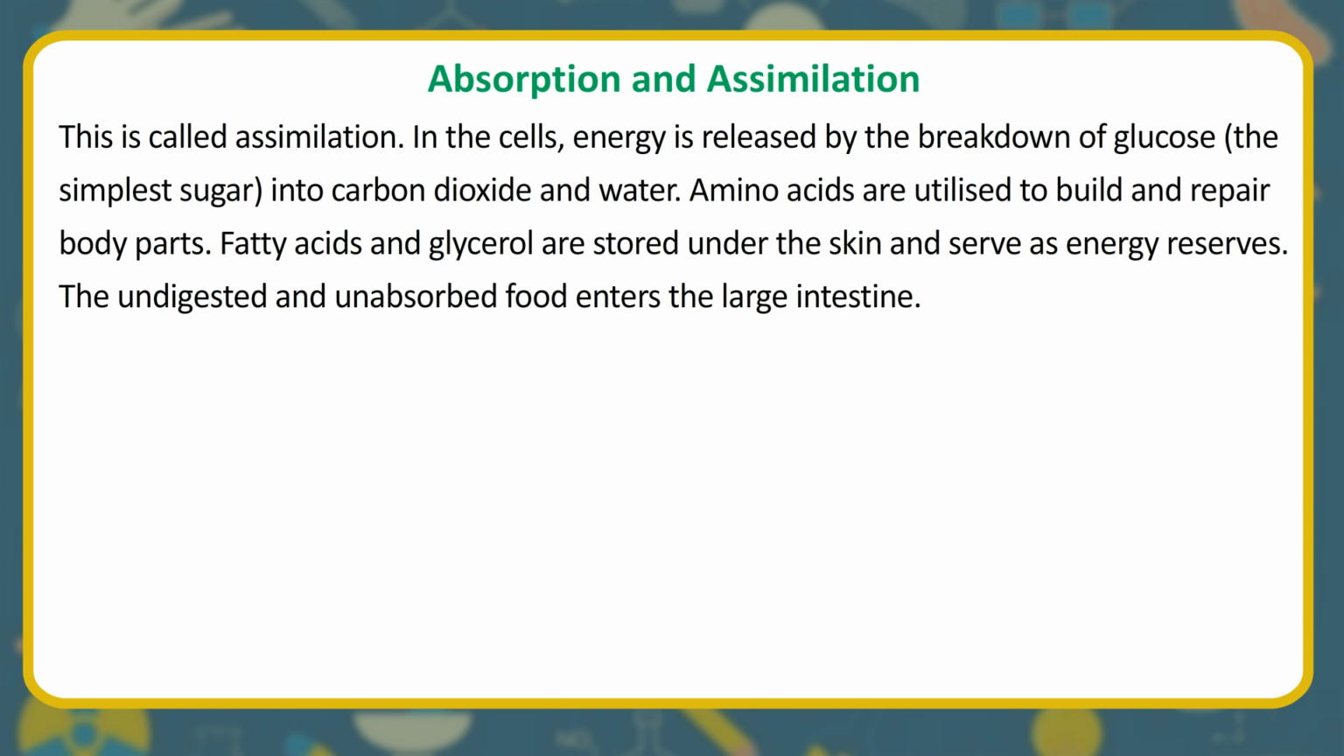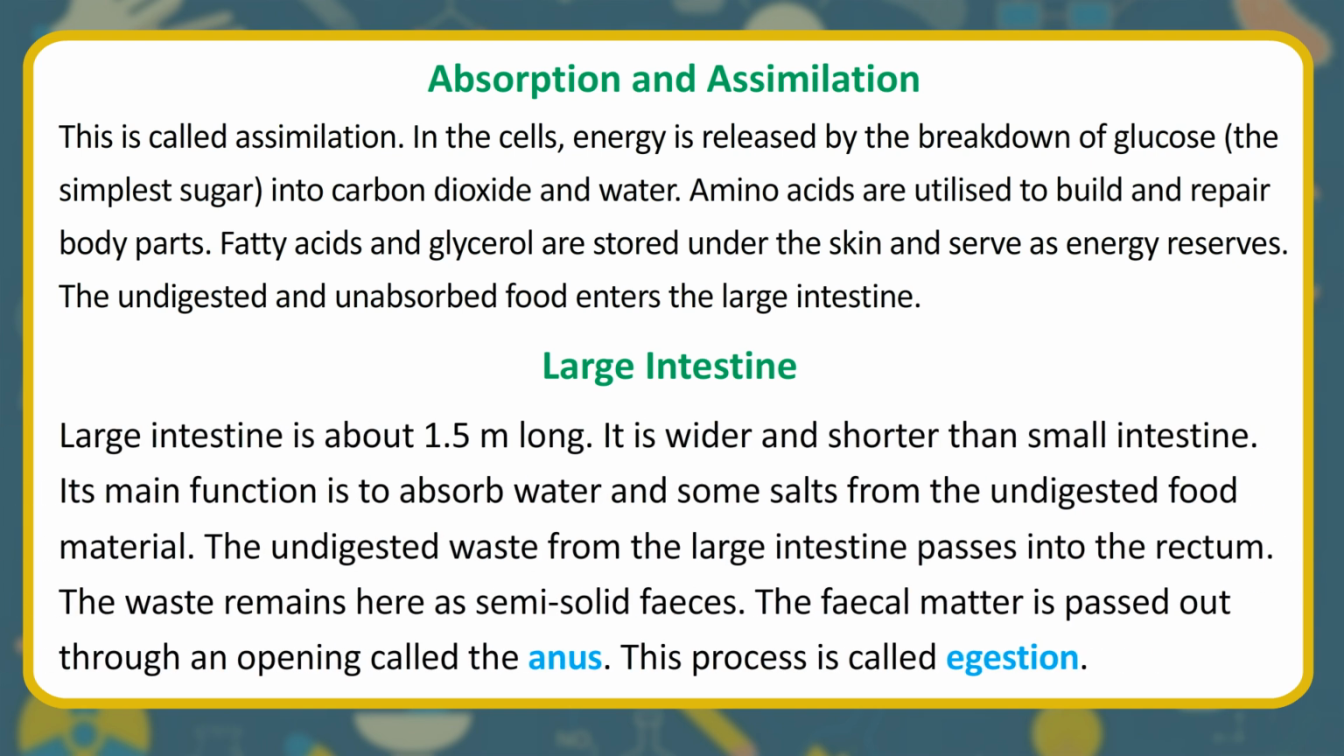The undigested and unabsorbed food enters the large intestine. Large intestine. Large intestine is about 1.5 m long. It is wider and shorter than small intestine. Its main function is to absorb water and some salts from the undigested food material. The undigested waste from the large intestine passes into the rectum. The waste remains here as semi-solid feces. The fecal matter is passed out through an opening, called the anus. This process is called egestion.